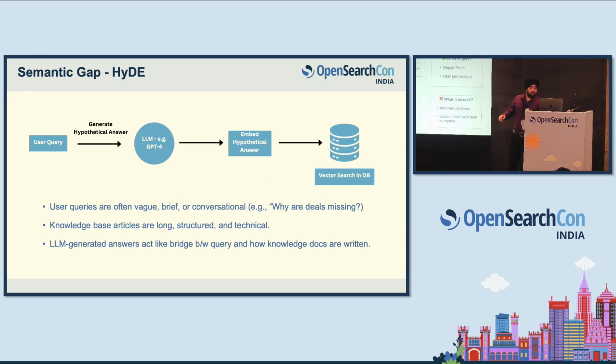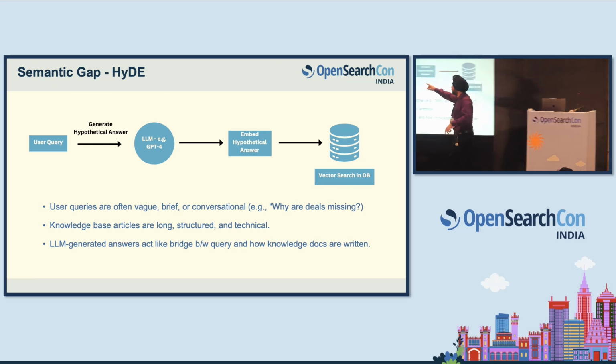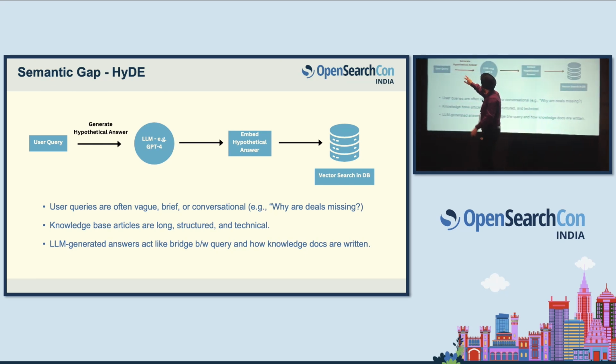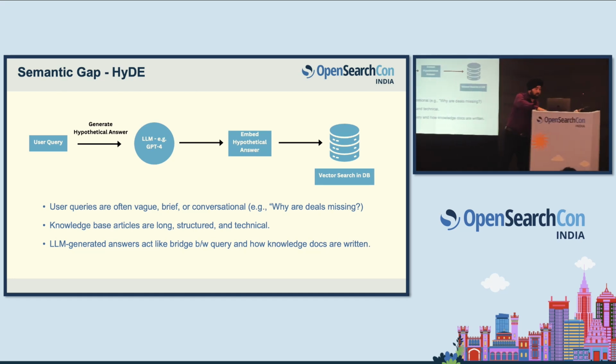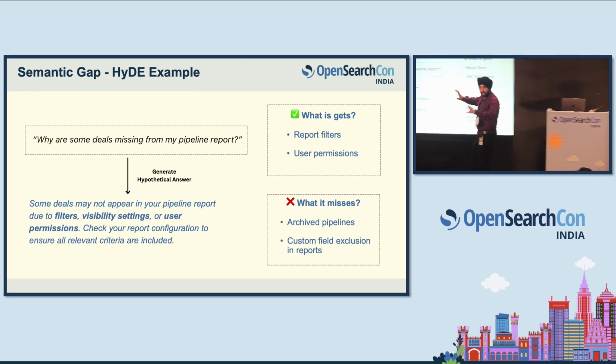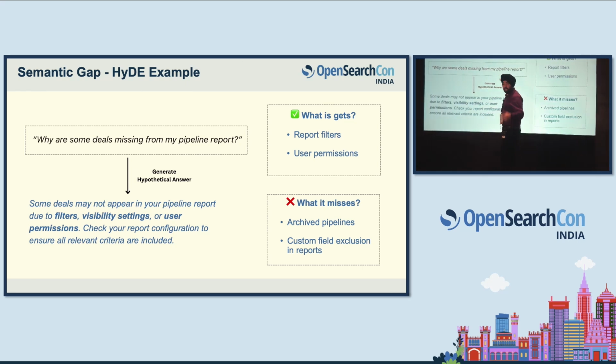Look at this. Oh, by the way, just quick thing. This is where HYDE sits in the RAG pipeline. It sits in right after the user query is fired. We ask the LLM to generate a hypothetical answer instead of finding the documents. So here's the same query. I'm revisiting the same query: why are certain deals missing from my pipeline?